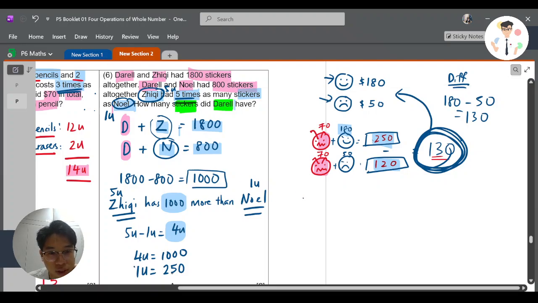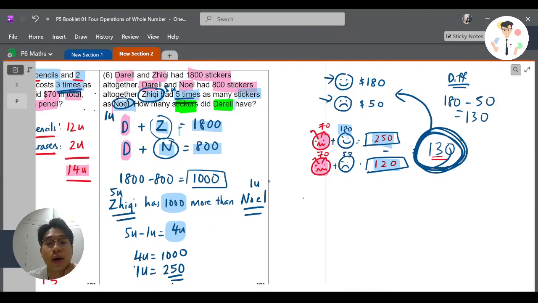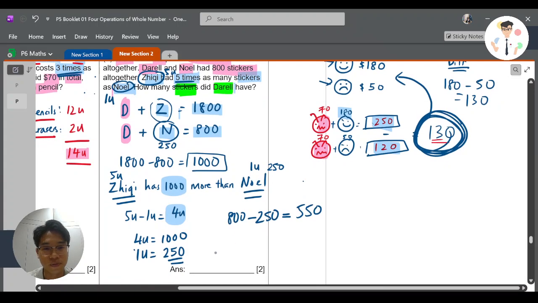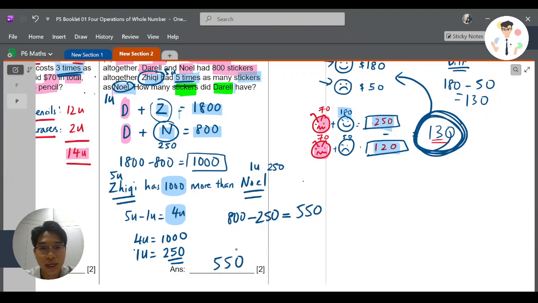Now 1 unit is 250, correct? Means that Noel has how many? 1 unit ma, Noel has 250. So Noel here actually has 250. So Daryl plus Noel gives you 800. Now if I want to find how many Daryl had, I just minus lor. 800 minus 250, and that is the answer, which is 550. Okay, so here will be 550 stickers. Yes, and we are done.